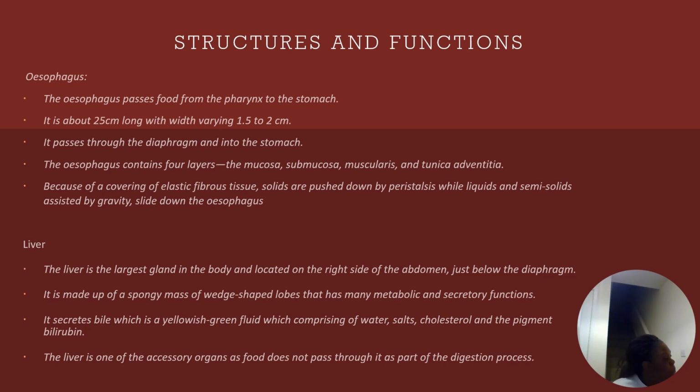The next one we'll be talking about is the liver. The liver is the largest gland in the body and is located on the right side of the abdomen, just below the diaphragm. It's made up of a spongy mass of wedge-shaped lobes that has many metabolic and secretory functions. It secretes bile, which is a yellowish-green fluid comprising water, salt, cholesterol, and pigments, the pigment being bilirubin.